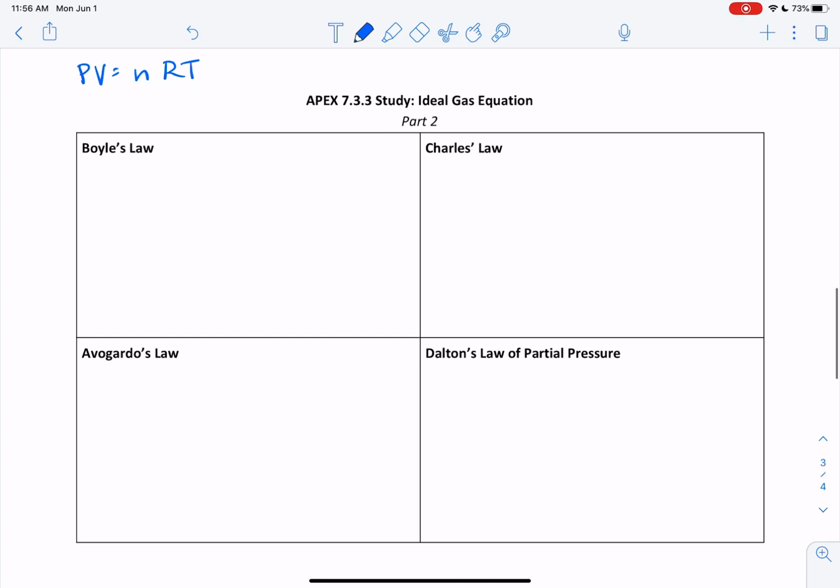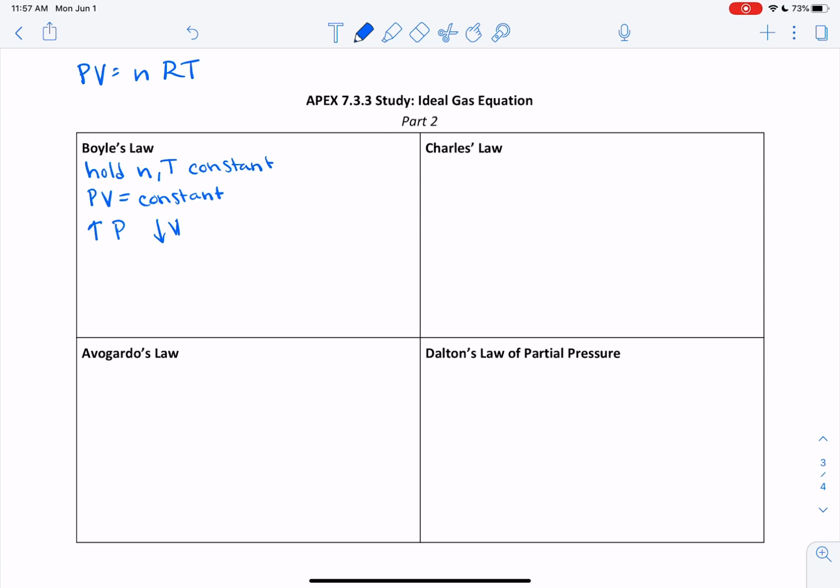So Boyle's law, this is what deals with just pressure and volume. Boyle's law says if you hold your number of moles and your temperature constant, then your equation becomes pressure times volume equals a constant. What that means is that if you multiply your pressure times your volume, you should always get a constant number. So if you increase your pressure, in order to make that still constant when you multiply by volume, your volume has to decrease. Okay, so increasing pressure decreases volume. That's what Boyle's law says.